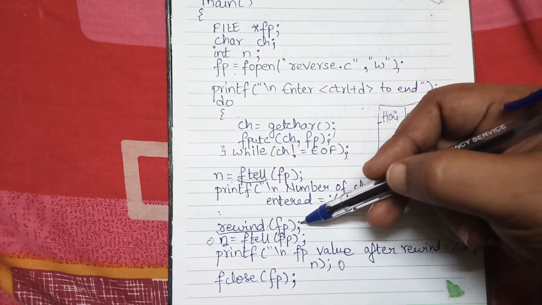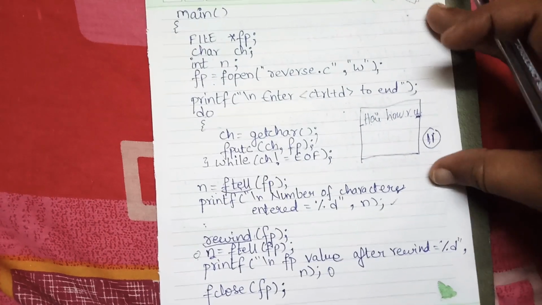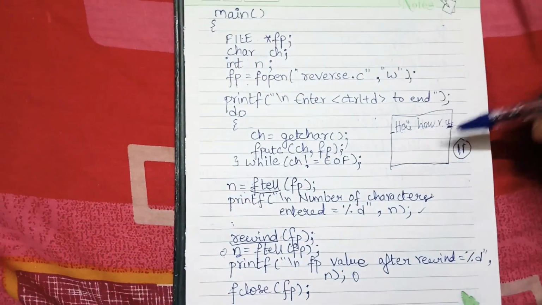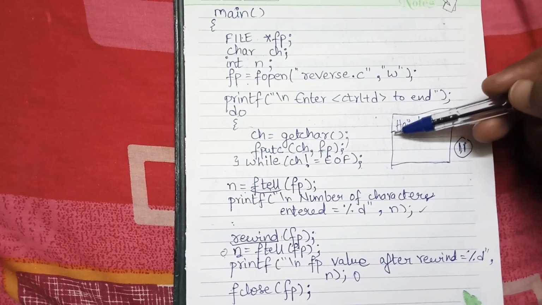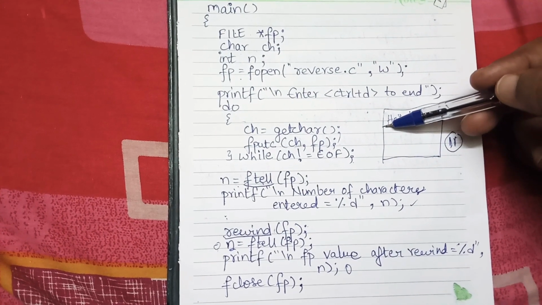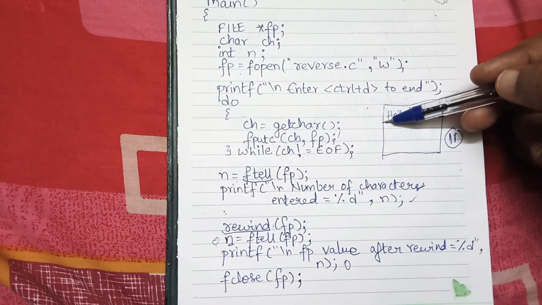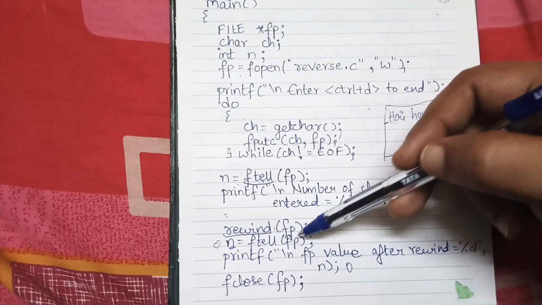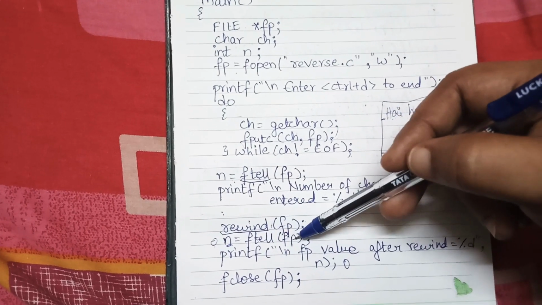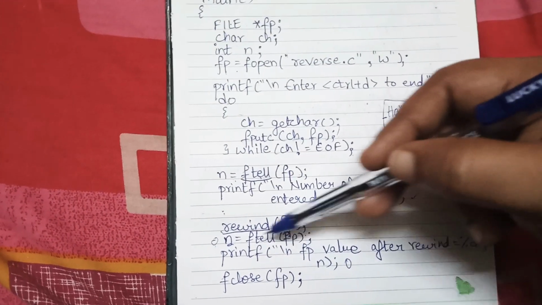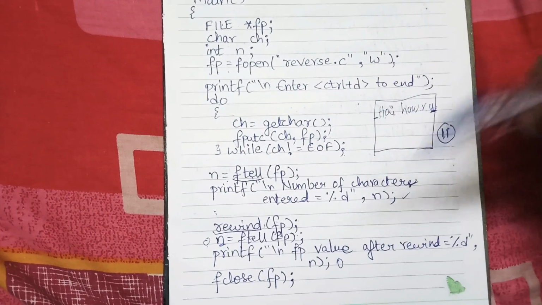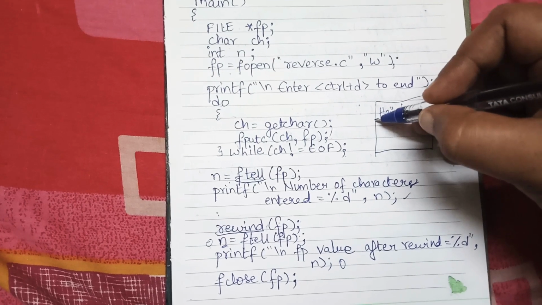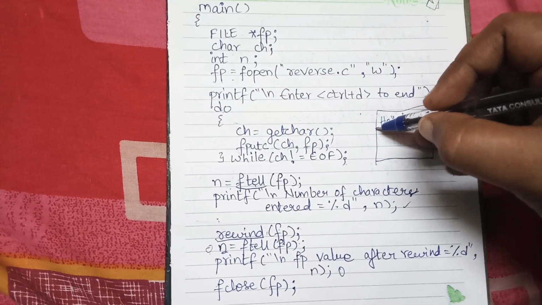Next, what is rewind of fp? I'm going to rewind the file pointer. Now the file pointer reaches the starting of the file. So if I ask ftell of fp for the current position after rewinding, it will always give you 0. That will be printed, and I'll close the file pointer. Why? Because the file pointer is here, and to reverse the contents, it is very essential.